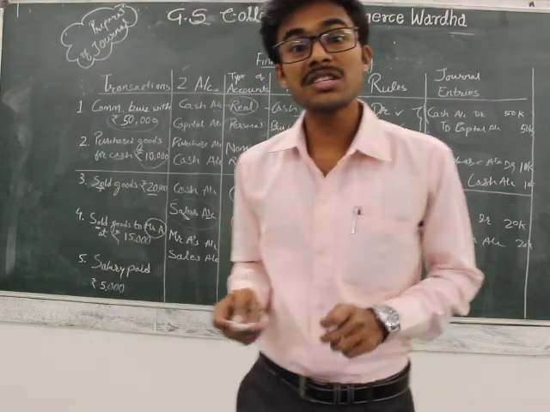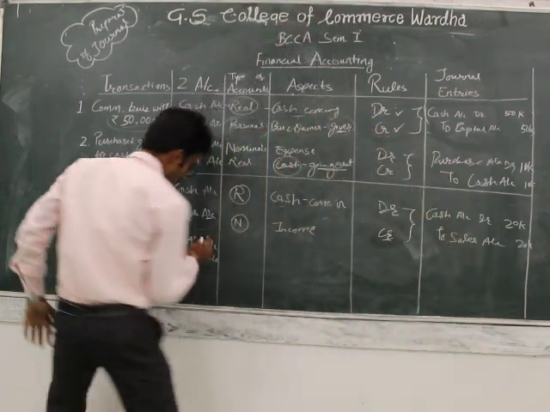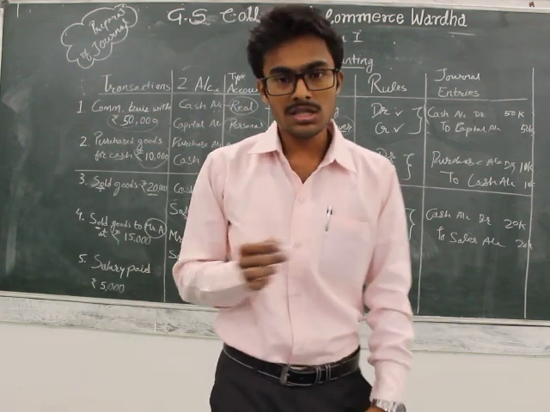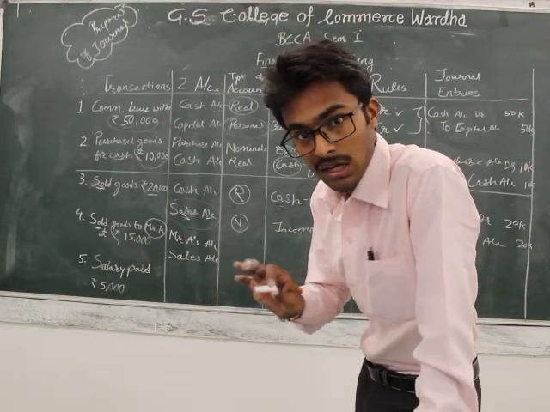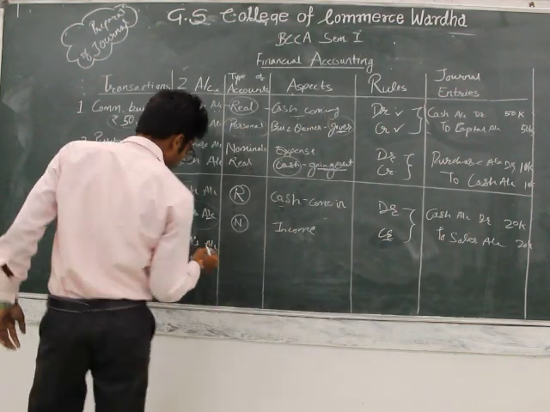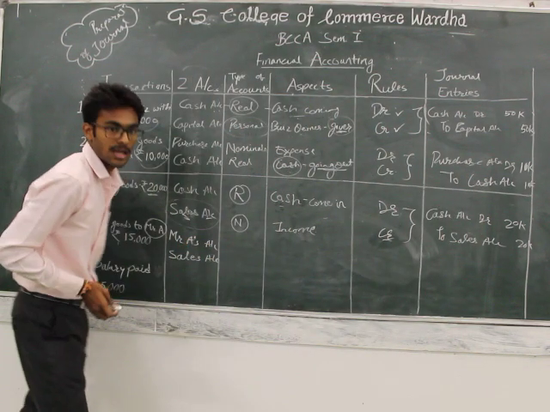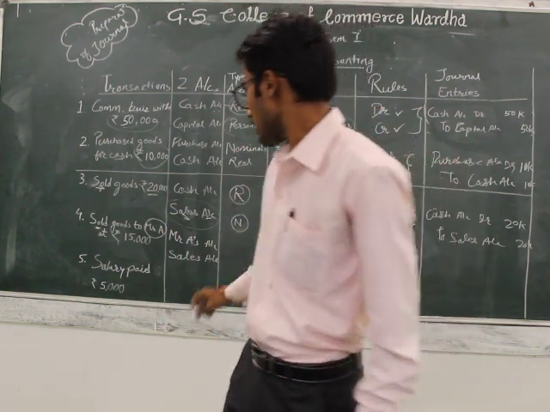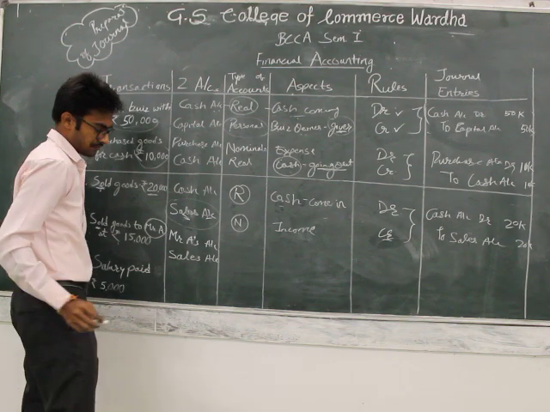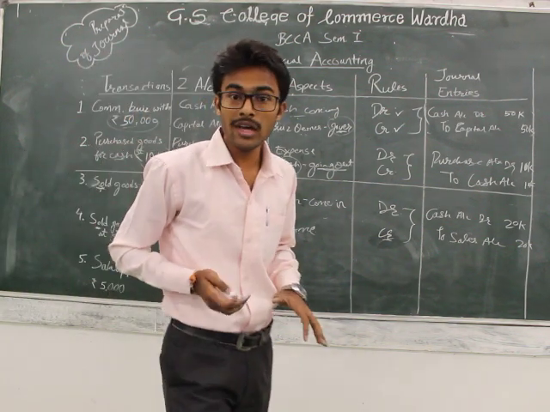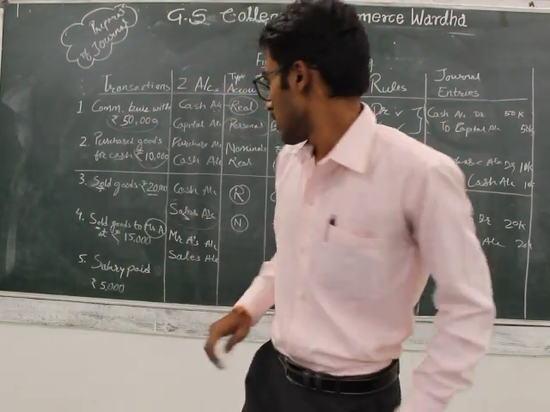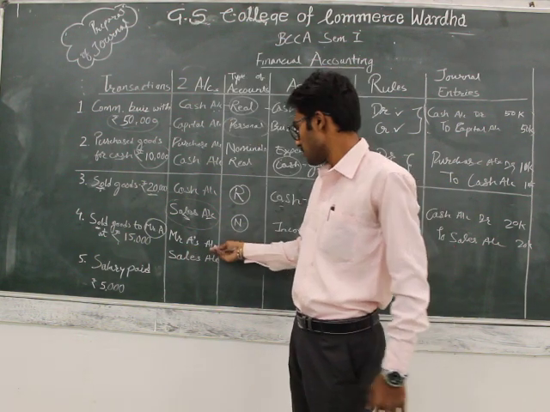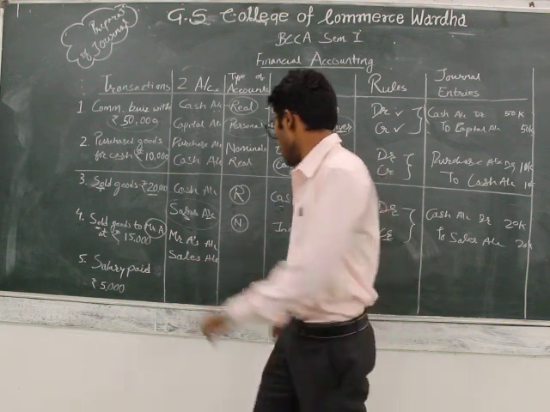We cannot write Mr. A account. We have to write Mr. A's account. This is a very common mistake which is usually made by everyone. So we have to write A's account, meaning A ka account, right? Why Mr. A's account? Because we have sold goods to Mr. A. Again we have two accounts, Mr. A and sales account.